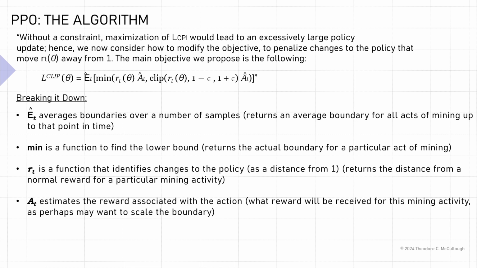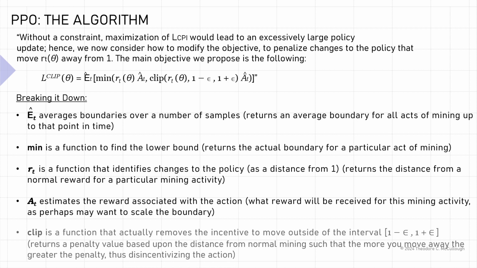abnormal. A sub t is really an estimate of the rewards associated with an action that allows one to scale. So put another way, if you anticipate there's going to be high rewards, then maybe you want to scale the boundary back. If there's going to be low rewards, you want to scale the boundary up. So this gives some flexibility to really the boundary solution.